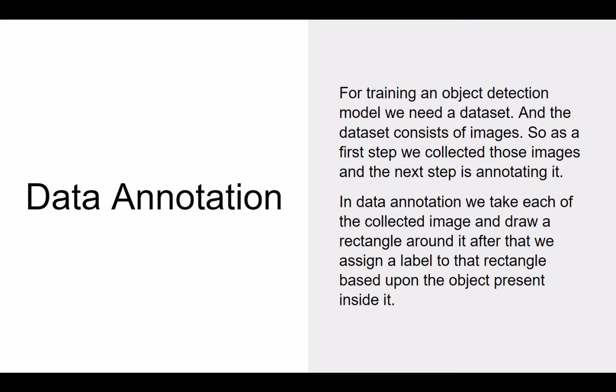In data annotation, we take each of the collected images and draw a rectangle around the object. After that, we assign a label to that rectangle based upon the object present inside it. So for an image which contains an apple, we will draw the rectangle around that apple and assign the label apple to it. And we will do the same for watermelon: we draw a rectangle around it and assign the label watermelon to it. That process is called data annotation.